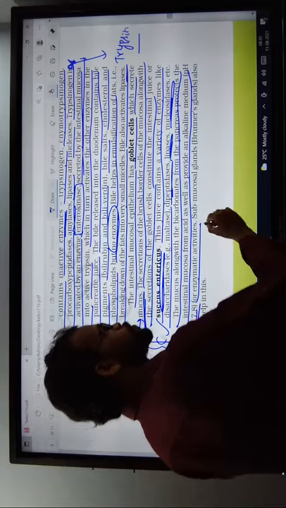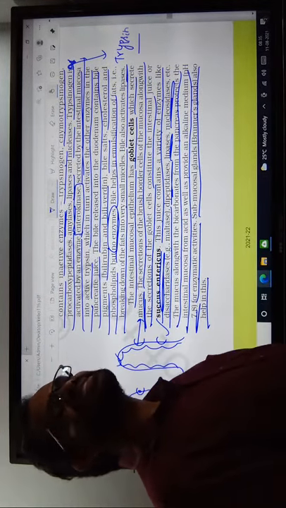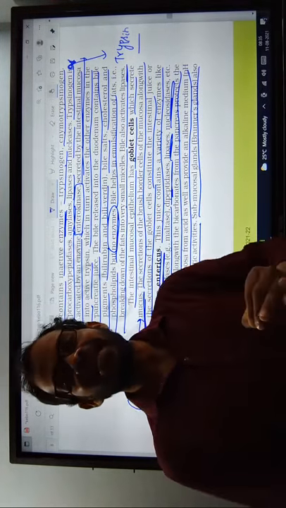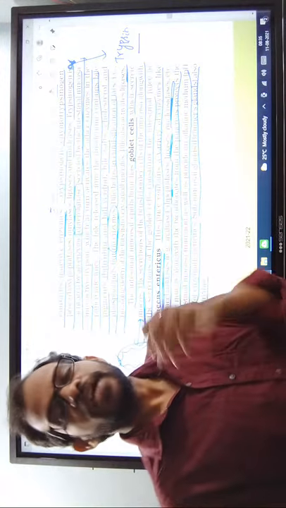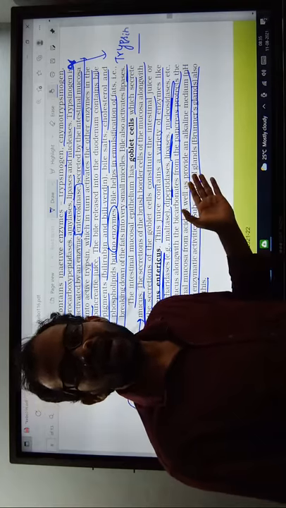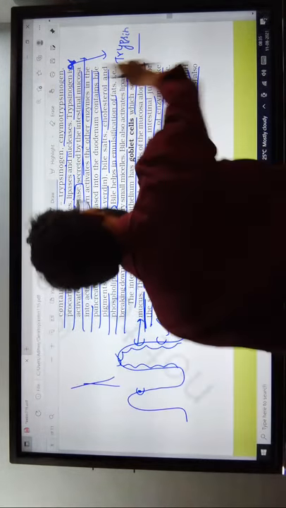Okay, now the submucosa. The submucosa of the intestine contains Brunner's glands. Which glands does the submucosa of the intestine contain? Brunner's glands. They also secrete intestinal juices and participate in the digestion of the food materials.